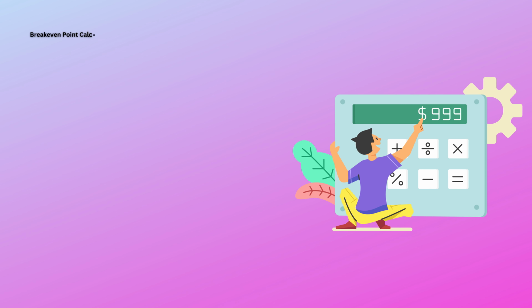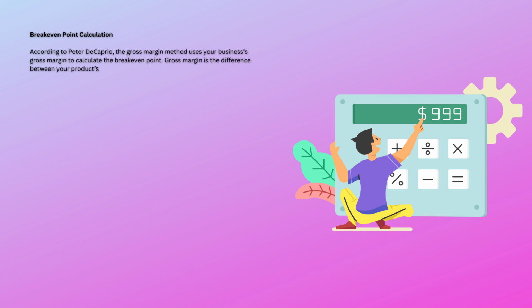Break-even point calculation. According to Peter DeCaprio, the gross margin method uses your business's gross margin to calculate the break-even point. Gross margin is the difference between your product's selling price and the COGS, which is the cost of goods sold. It includes all direct costs of producing your product, such as materials, labor, and shipping.